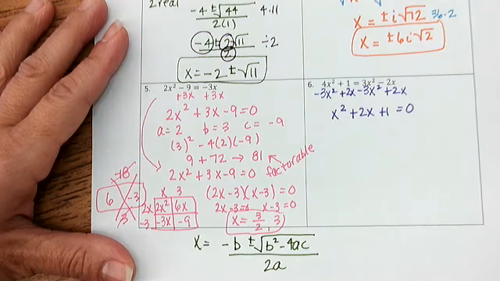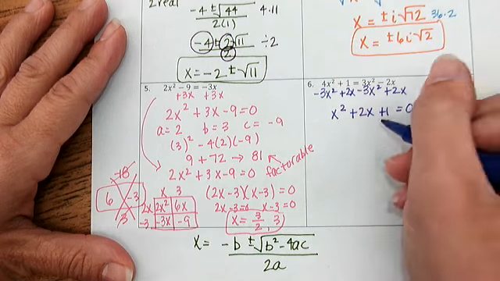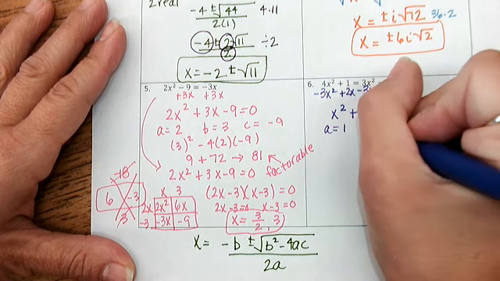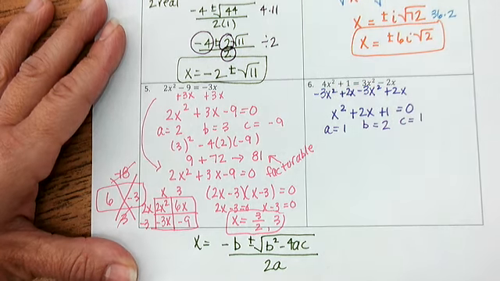This one's going to be factorable as well. I think this is a perfect square trinomial. No square root method because b is not 0. A is 1, b is 2, c is 1.